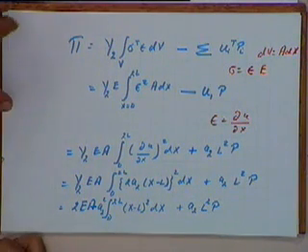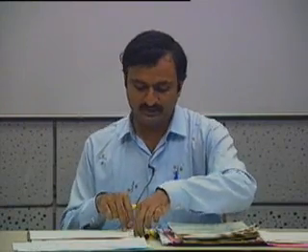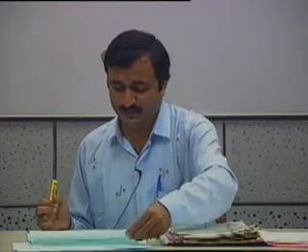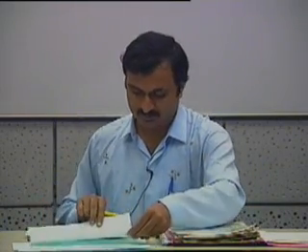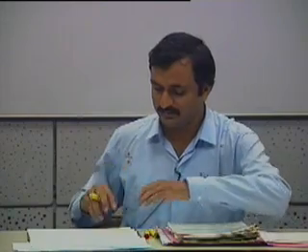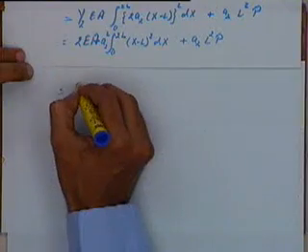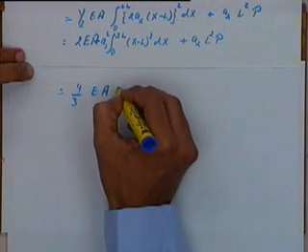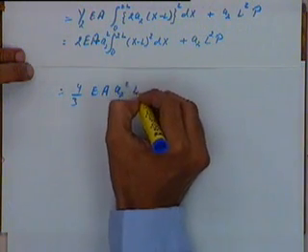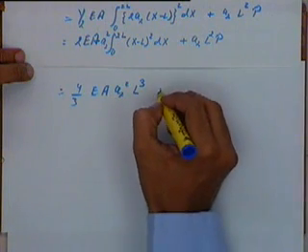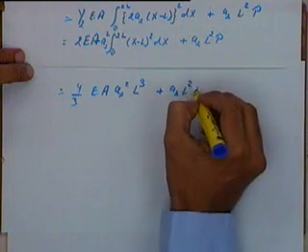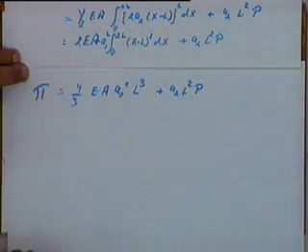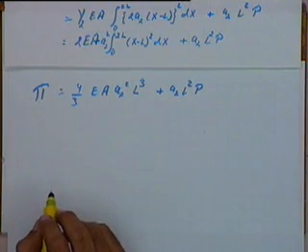Is that all right? What will be this integral? 4 by 3 EA A2 squared L cube plus A2 L squared P. Is that okay? Fine. So this is the expression for potential energy.